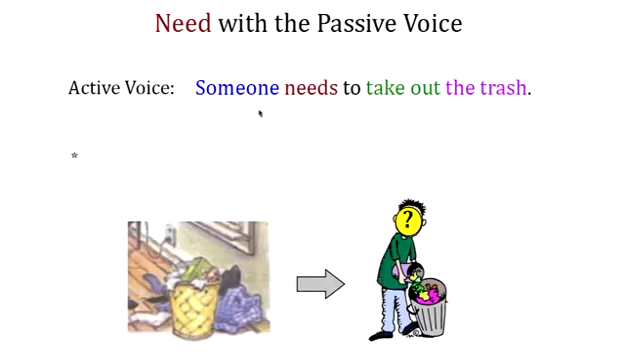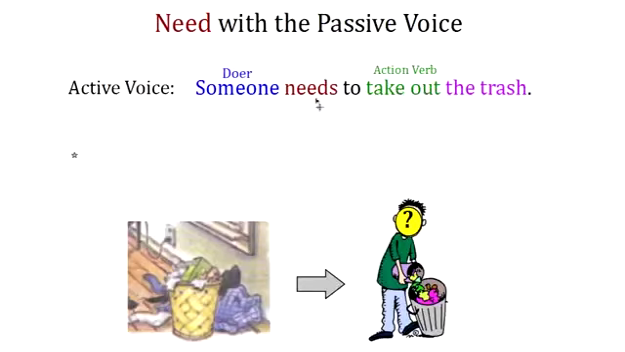Now the active voice is the active voice because it begins with someone doing the action. So someone does the action, and so therefore this is the doer. And the active voice starts with the doer. Okay? Then we have our verbs, right? So needs is not really the principal verb. It's important in the sentence, but take out is the action verb. That's where the action is.